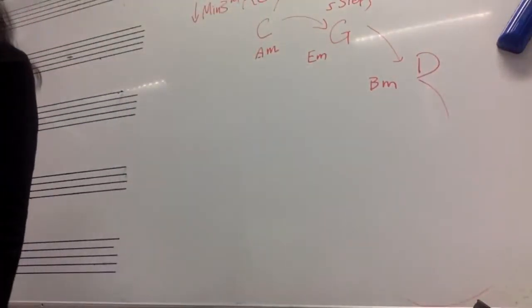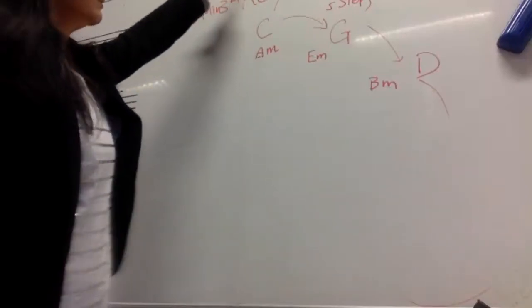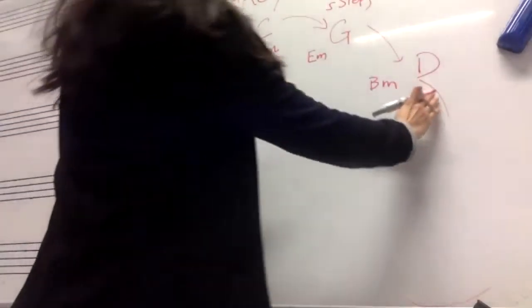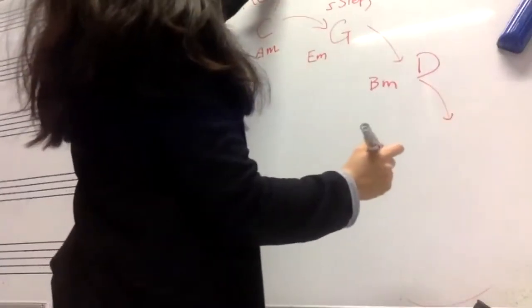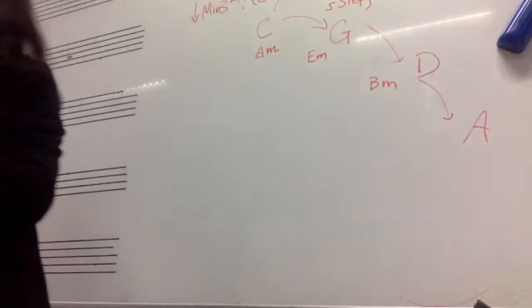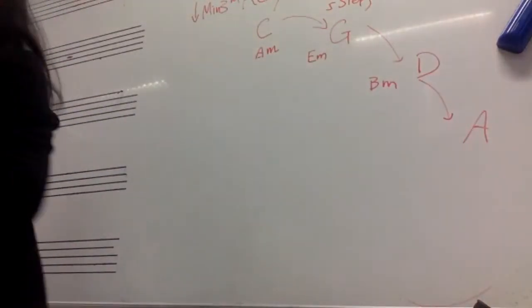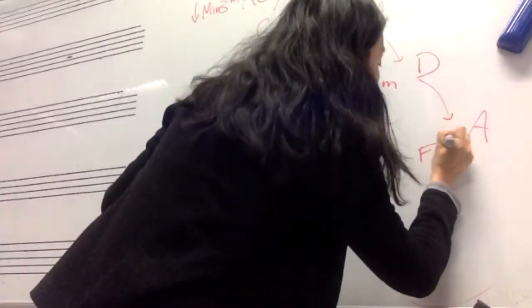And clockwise 5 more steps. 1, 2, 3, 4, 5. A. All right. So the relative minor for A major is F sharp minor.